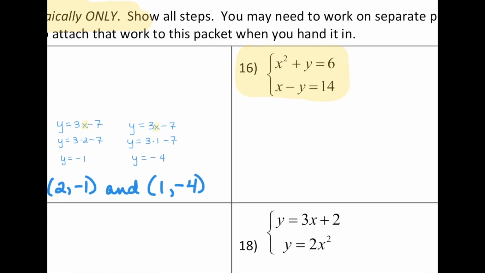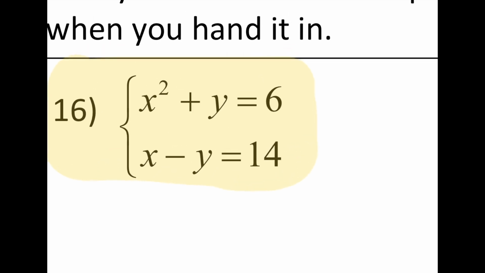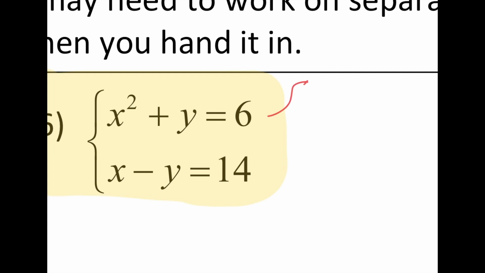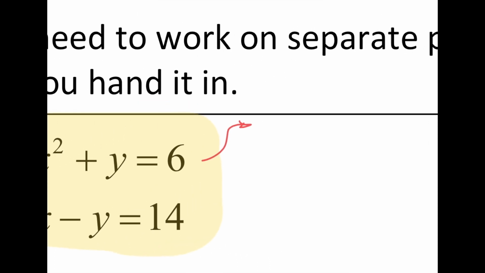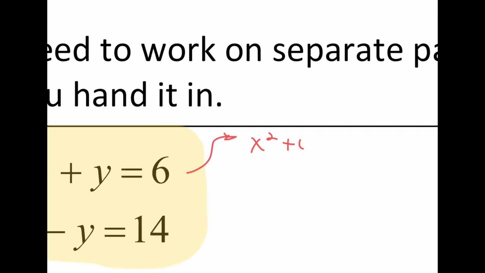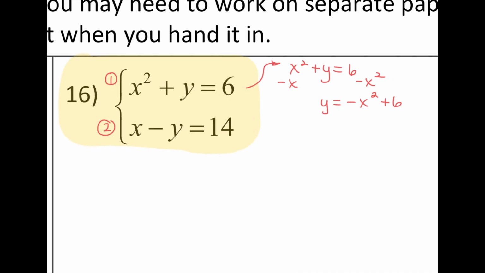Now, we said that in number 16, you need to rewrite those two equations so that y is by itself. So the first thing that I'm going to do is for the first equation, and remember I like to number my equations, so equation 1 and equation 2, x squared plus y equals 6. I'm going to subtract x squared from both sides, so I get y equals negative x squared plus 6. You don't have to keep the 6 first or the x squared first. It doesn't matter because eventually you'll reorder them.